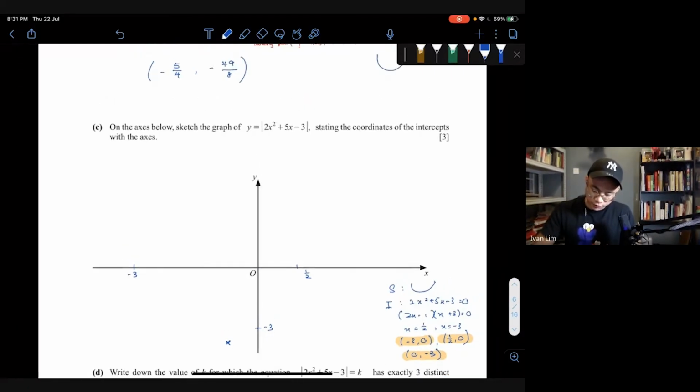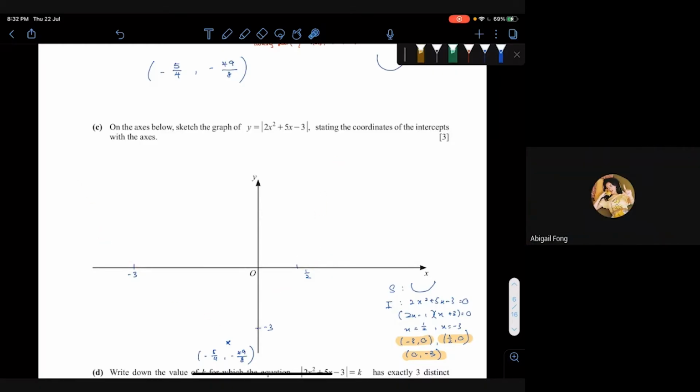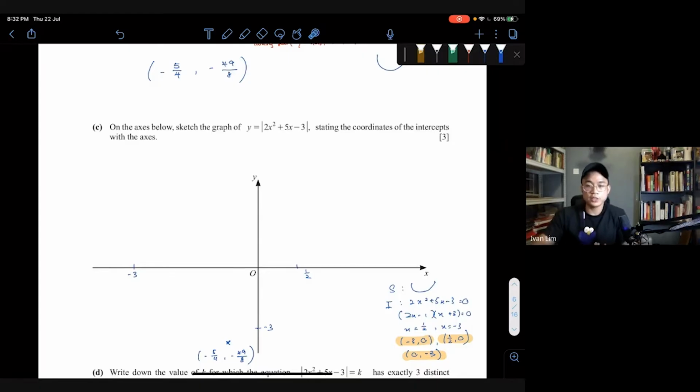Okay, negative 5 over 4, negative 49 over 8. Okay, so the original graph, the shape will be like this. It's a happy face. But modulus, right? So modulus, whatever is at your negative y-axis will become a positive y-axis.